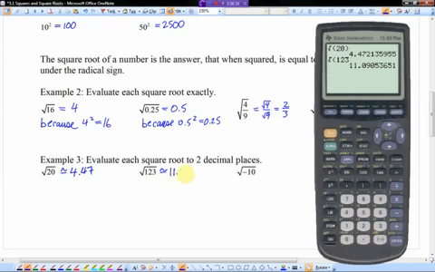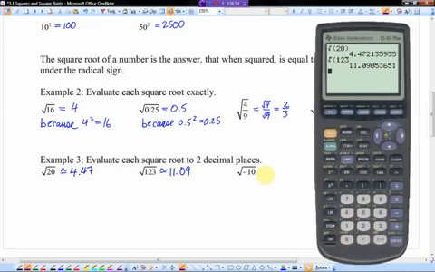Again, it's good to think about either estimating or trying to figure out what the answer is before calculating, so that you can get your answer and know that it's a good one.